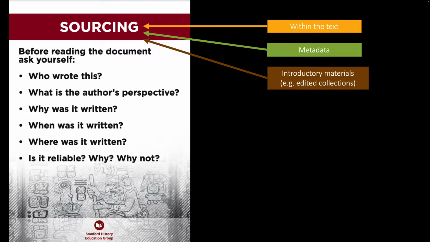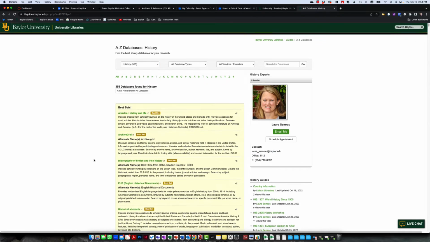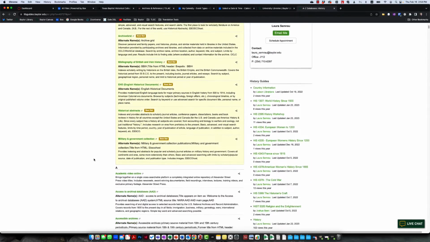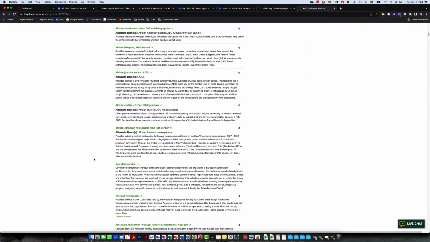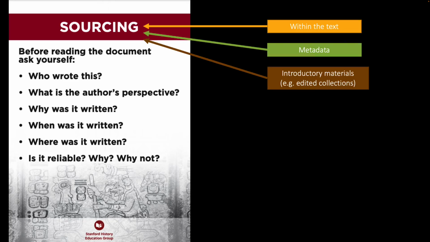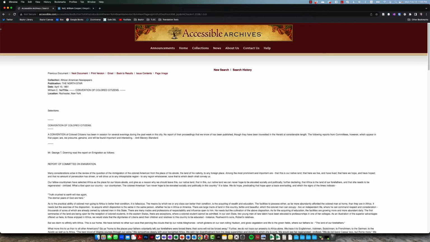Databases will not only give you the images of the source itself, but they will also provide you with a bunch of metadata or data on the author or data on when the source was produced. And that will usually be in some sort of side column or at the top of the web page or something like that. All right, so let's check out an example of this.